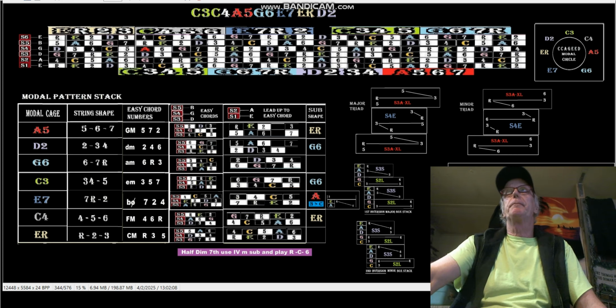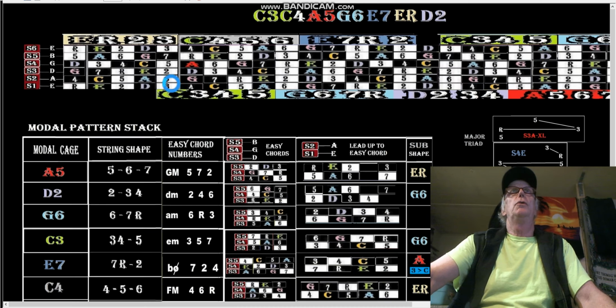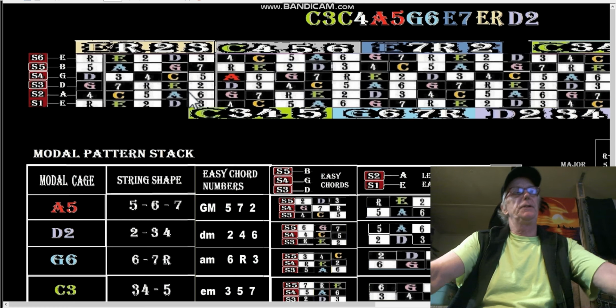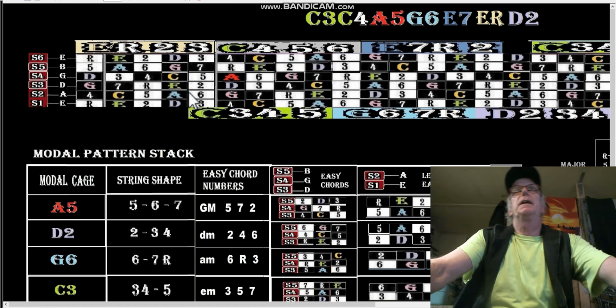Okay, so this takes us to today's chart, and this is kind of unpracticed territory, so I'll do my best to explain this. This makes it easy. We've got the same thing, the modal chord system I made up. I figured it out. I made some mistakes, but I got it.